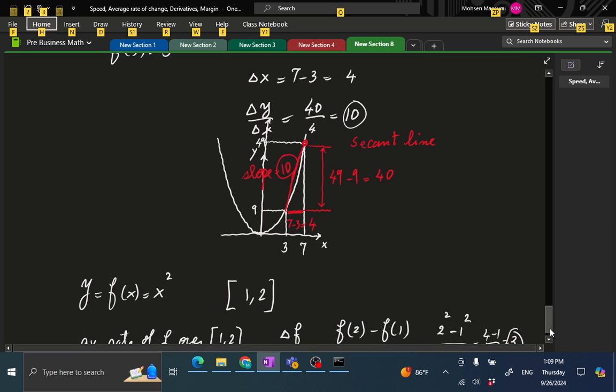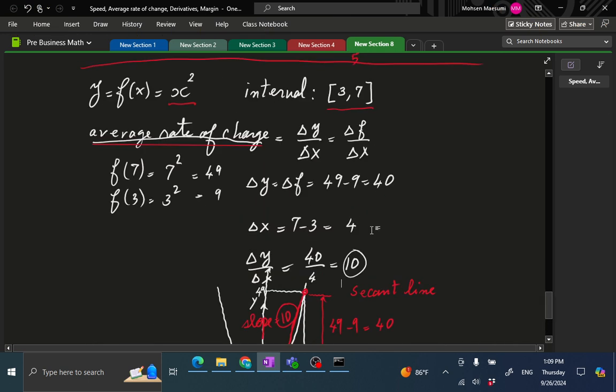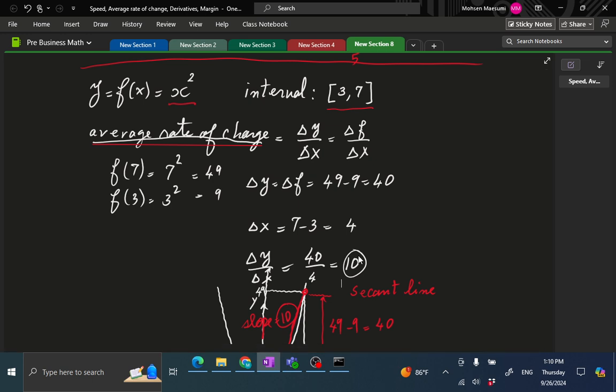Okay, so we tried this function x squared with the interval 1, 2, I got 3. With the interval 3, 7, I got 10. We can do this in more examples, but we think, can I make a shortcut, a formula with a general interval going from say A to B and get the answer? That would be killing lots of birds with one stone, if you wish.